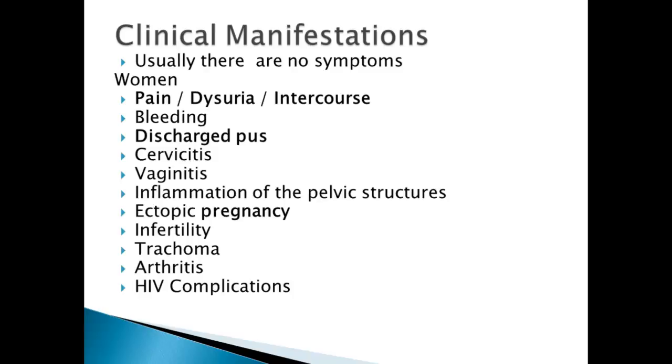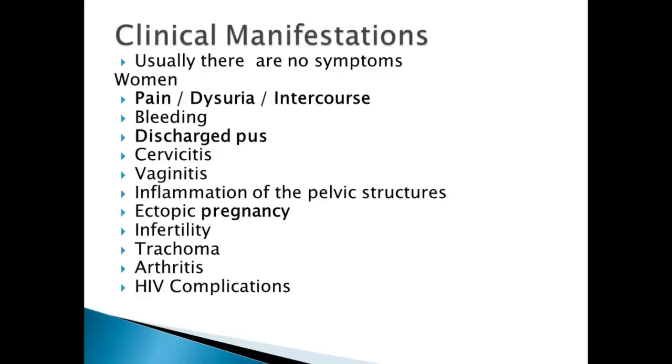Another very common symptom is going to be the discharge of pus. It's not going to be very much. It's not going to be anything close to the discharge that you see with gonorrhea, but there will be a discharge. You're going to see possibly bleeding, cervicitis, vaginitis, inflammation of the pelvic structures, so this can lead to pelvic inflammatory disease. There's a risk of ectopic pregnancy. We'll go into a little bit more of that in just a moment. There's a risk of infertility. This is both men and women.